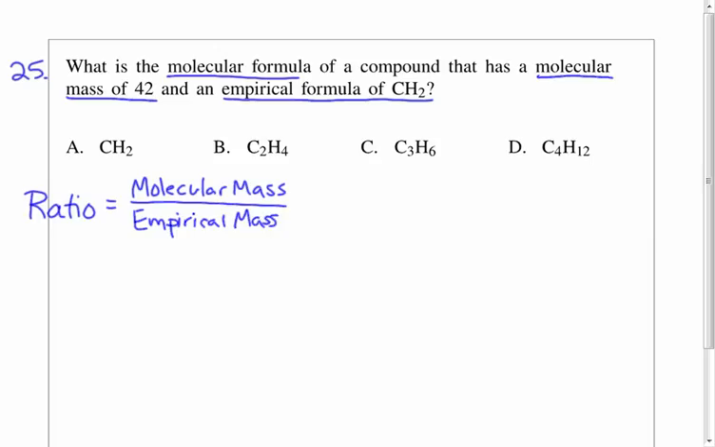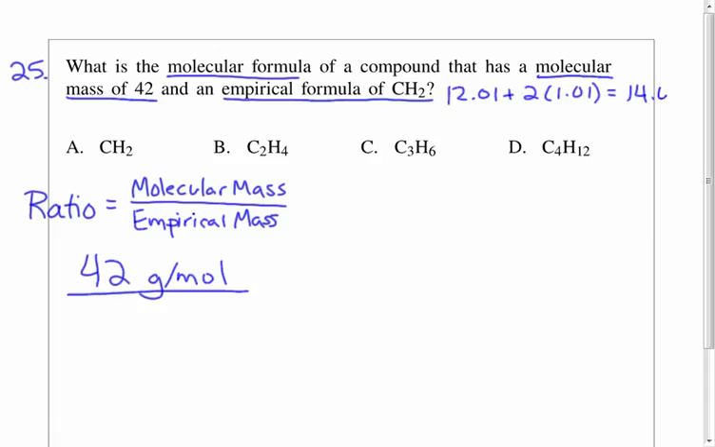That's going to be the molar mass of your empirical formula. Just take the CH2 and find out how much it weighs on your table. So molecular mass is given. It's 42 grams per mole. And when we look up carbon, we get 12.01, 2 hydrogens, 2 times 1.01, and we get a total of 14.03. That's the empirical mass that you divide by on the bottom.